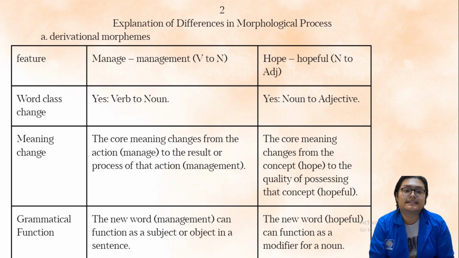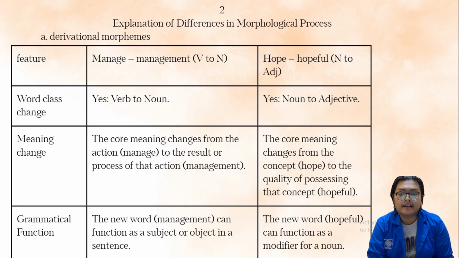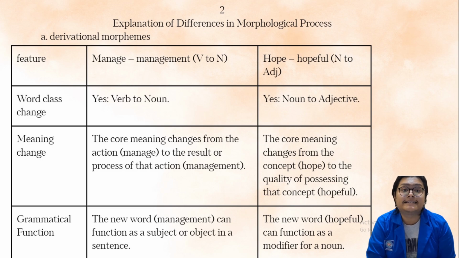Explanations of differences in morphological process. So in the derivational morpheme, in manage to management, does it change the word class? Yes. Verb to noun. So the meaning changes. The core meaning changes from the action of managing to the result or process of the action, management.